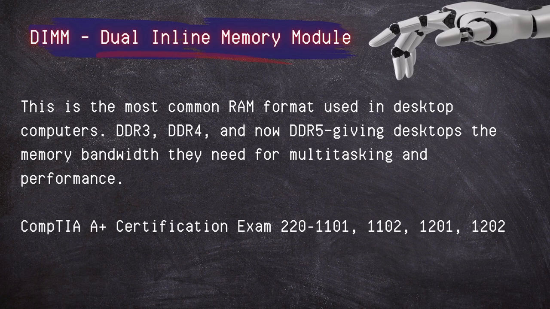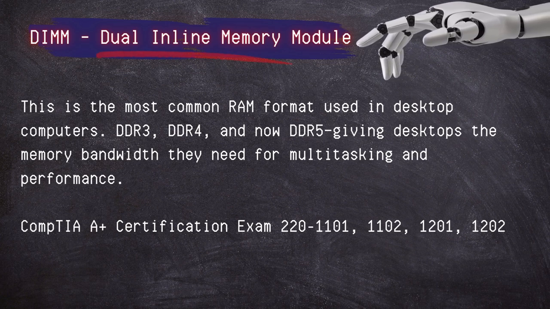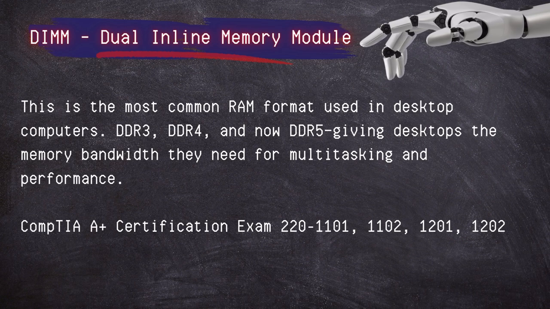DIMM, or dual inline memory module. This is the most common RAM format used for desktop computers, DDR3, DDR4 and even DDR5, giving desktops the memory bandwidth they need for multitasking and performance.